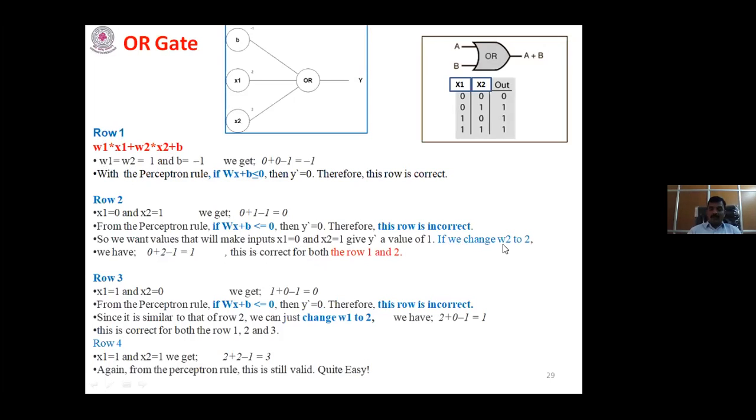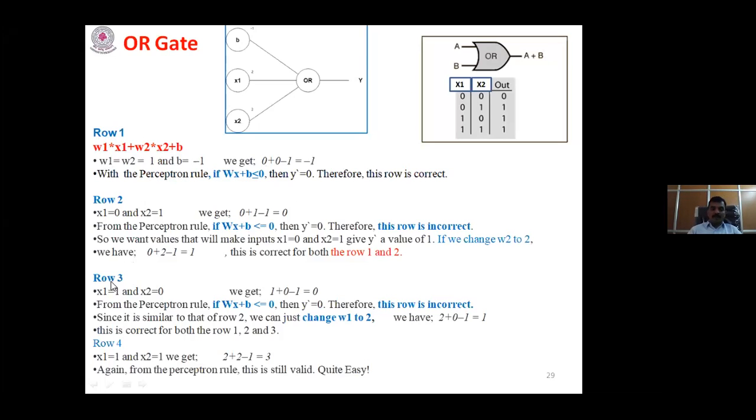What I have adjusted: now W2 is 2, W1 is 1. Again I have to check it for row 1. Row 1 is 0, 0. So W1 is 1 multiplied by 0 plus W2 is 2 multiplied by 0 minus 1. So minus 1 only, and minus 1 is less than or equal to 0. So definitely it is giving the same result, and it will not affect even row 1. So this is the process.